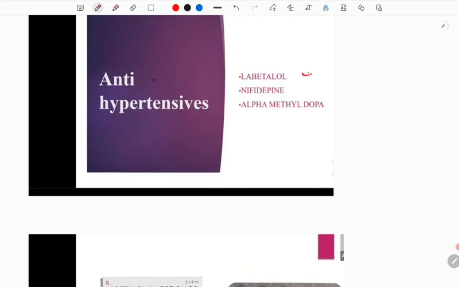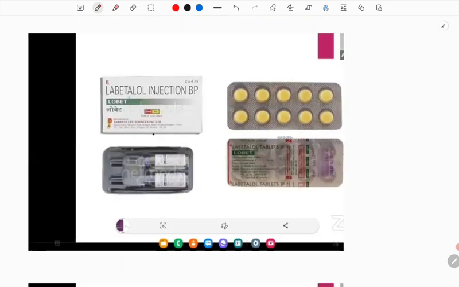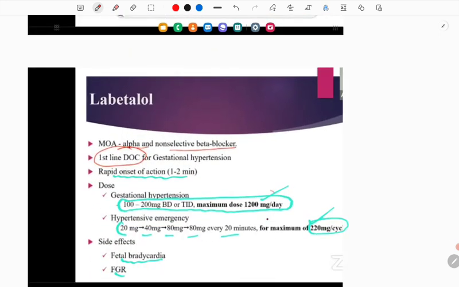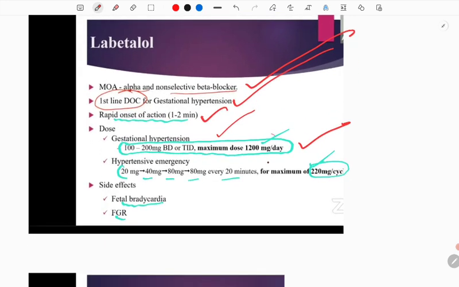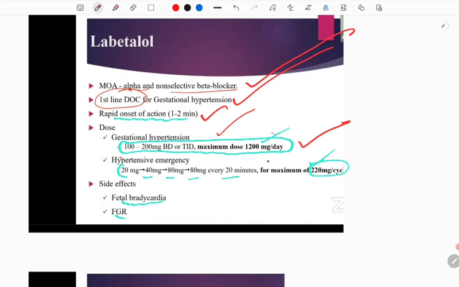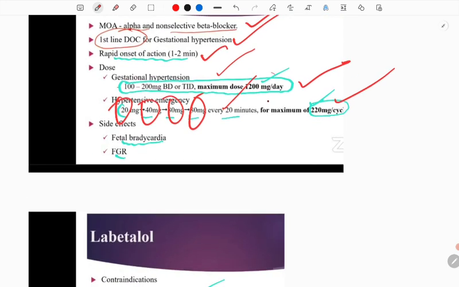Antihypertensives: labetalol, nifedipine, alpha-methyldopa. Labetalol injection, BP monitoring, 2 to 4 ml, given as a slow injection. Labetalol mechanism: alpha and beta blocker, non-selective, first-line drug for gestational hypertension, rapid onset, 1 to 2 minutes. Dose in gestational hypertension: 100 to 200 mg BD or TID, maximum dose 1200 mg per day. Hypertensive emergency: 20, 40, 80, 80 every 20 minutes, maximum 220 mg per cycle.